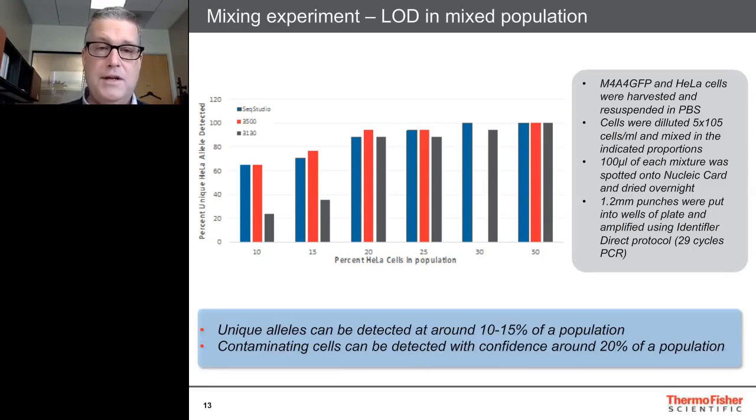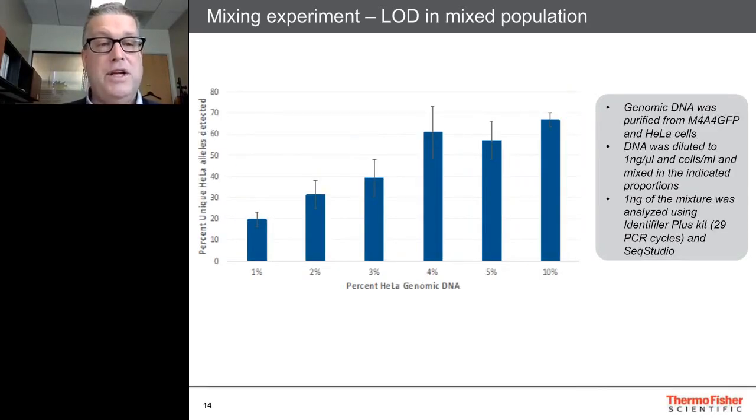Even at 20% HeLa cells, a 1-to-5 mixture, you're able to detect the vast majority of the HeLa cell-specific alleles that are present. Even down at 10%, a 1 to 10 dilution of the HeLa cells into the M4A4 GFP cells, you can still see that over half of the alleles specific for HeLa cells can be detected on the 3500 and SeqStudio instruments. So these unique alleles can be detected in around 10 to 15% of a population, but with highest confidence you can tell which cells are contaminating if they're present at around 20% of the population in your dish.